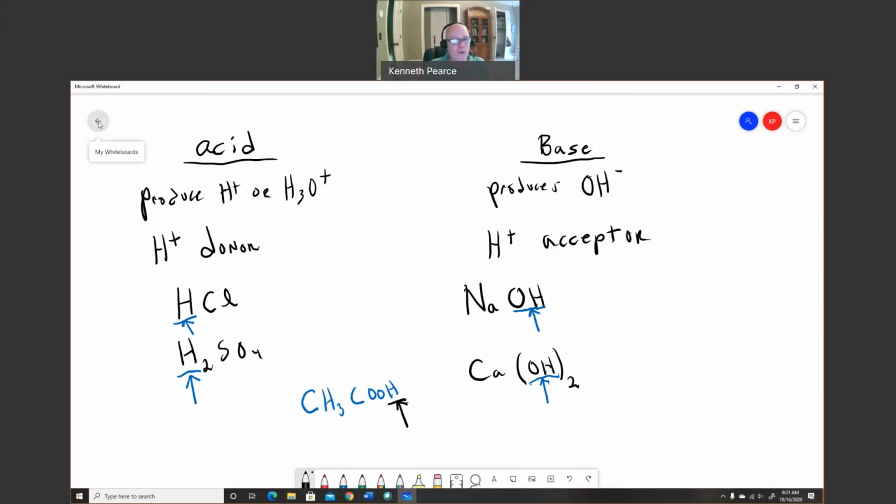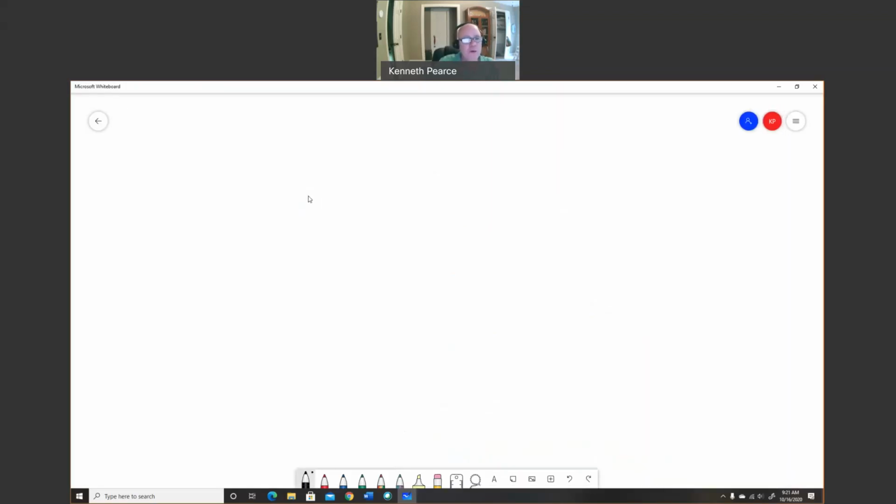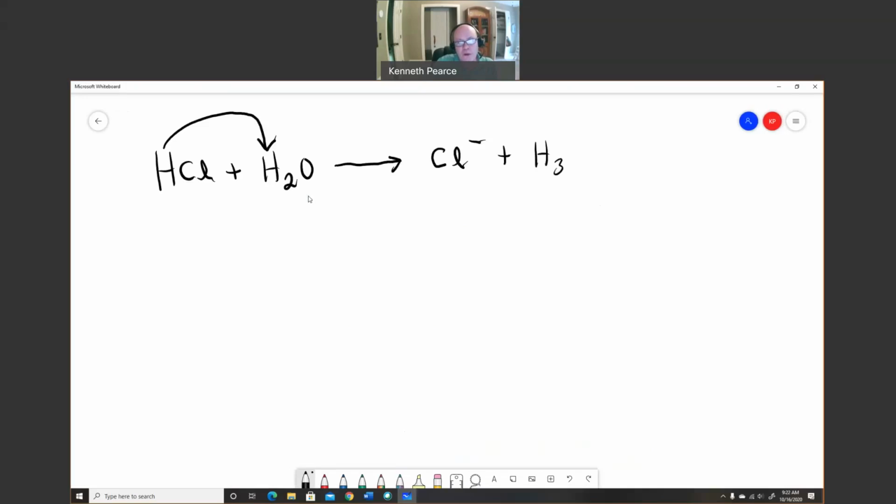Now, how does that work when an acid is in water? And the way it works is like this. Generally, if an acid is in water, then what it will do is it will donate the H plus onto the H2O, and you'll be left with the Cl minus that's left over, and now you have an H3O plus, the hydronium ion. And so the hydrogen was donated to the water, and that made the water become H3O plus, okay?